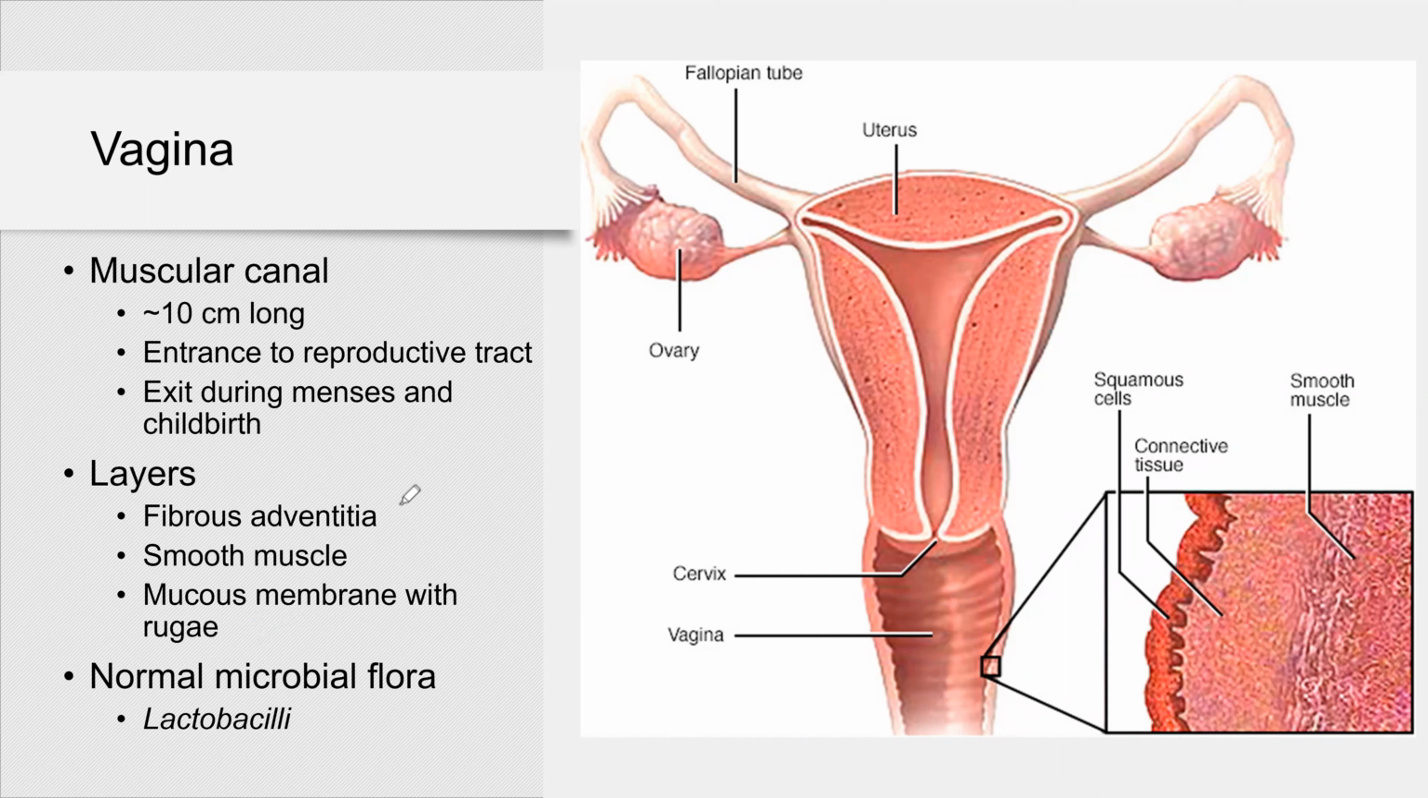So layers include fibrous adventitia. So the fibrous adventitia will be the most superficial layer. Then smooth muscle, shown actually here, and mucous membrane with rugae. And if you remember, mucous membrane is made of epithelial tissue and connective tissue. In vagina particularly, you would have stratified squamous epithelium. So you need several layers of cells for protection of this organ. Inside vagina, you will find what we call normal microbial flora, and the most common bacteria is lactobacilli.